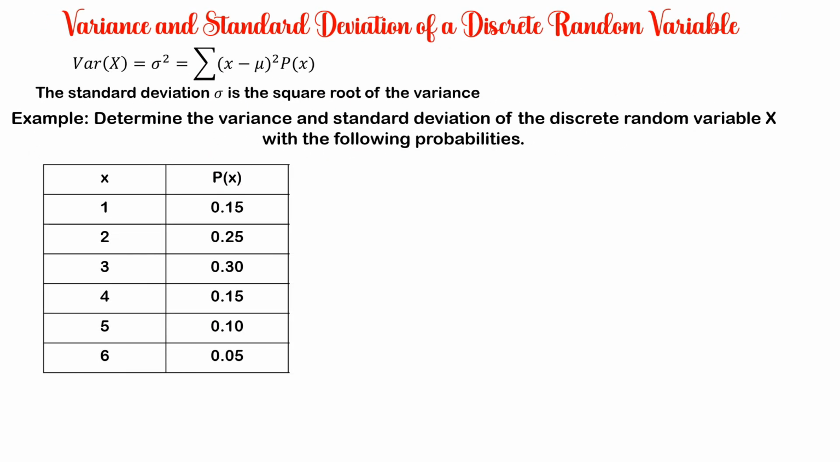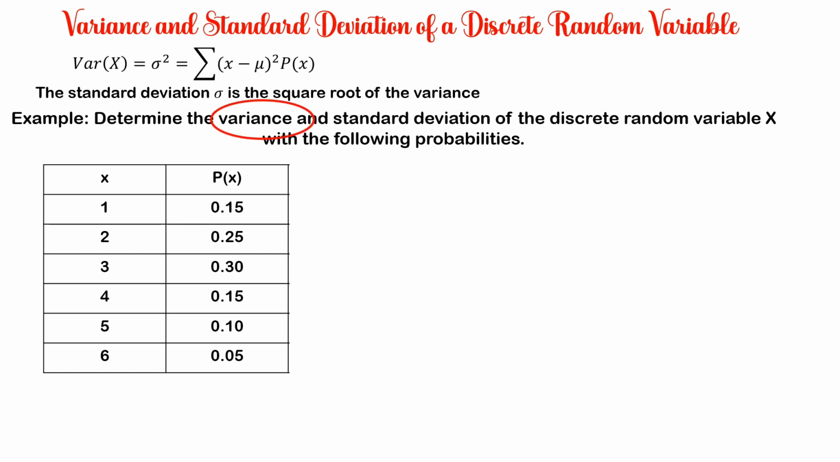To deepen our understanding of the process of getting the variance and standard deviation of a discrete random variable, let us consider this example. Determine the variance and standard deviation of the discrete random variable x with the following probabilities. Given the values of x, we have 1, 2, 3, 4, 5, and 6. And their corresponding probabilities are 0.15, 0.25, 0.30, 0.15, 0.10, and 0.05.